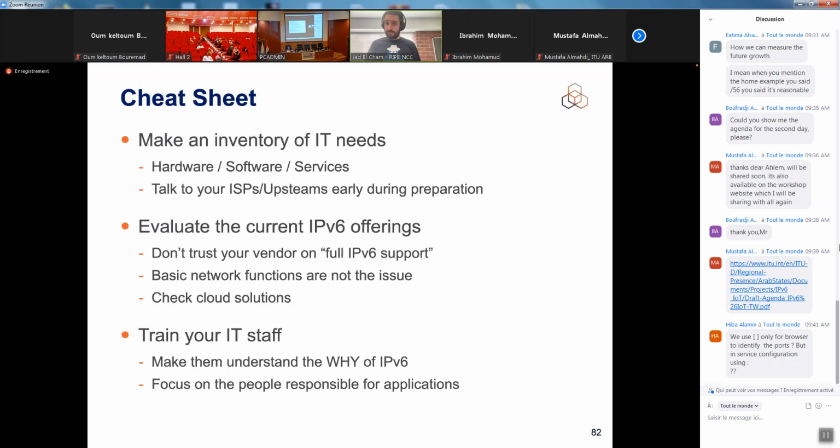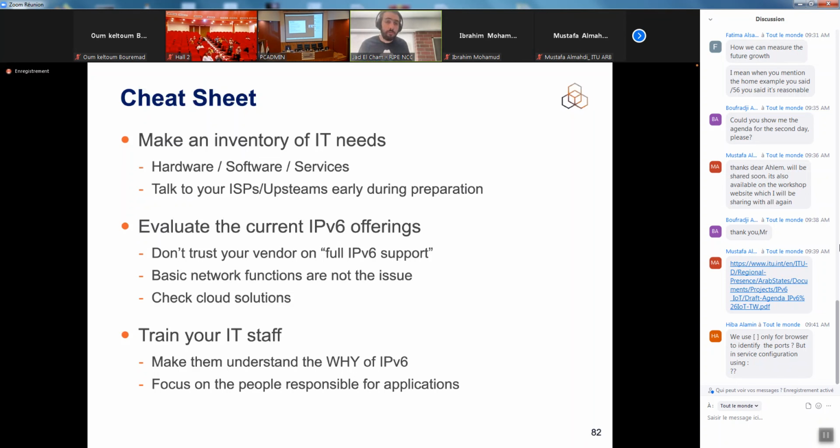Train your IT staff. Make them understand why you're going to IPv6. If you're an ISP, for example, and you roll out IPv6 to your customers, they have some issues and start calling your help desk, and then your help desk doesn't know how to troubleshoot the issue, then it's bad for your business, right?